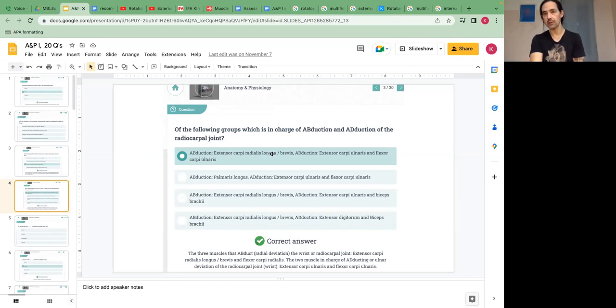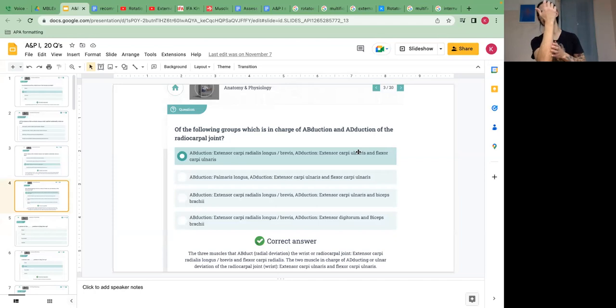So extensor carpi radialis longus, you don't have to know all of these muscles. You have to know where basically they are. It's the extensor and the carpi that give it away. Extensor should tell you it's on the extensor side, the dorsal side of the forearm. This is the extensor side. This is the flexor side. And radialis, extensor toward the radial side. Longus and brevis.